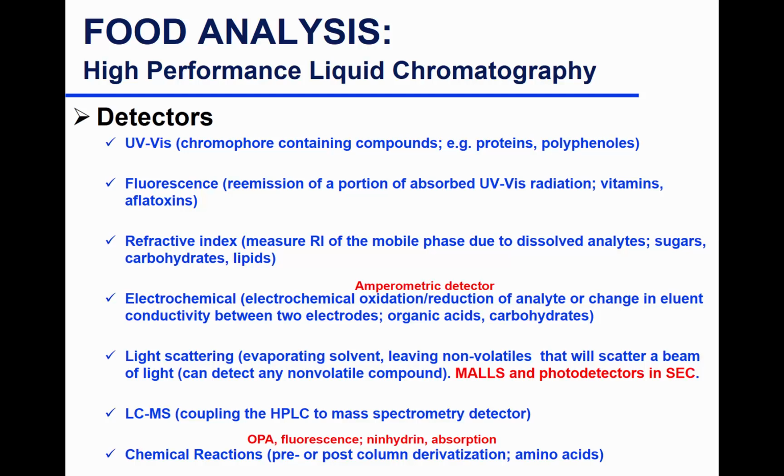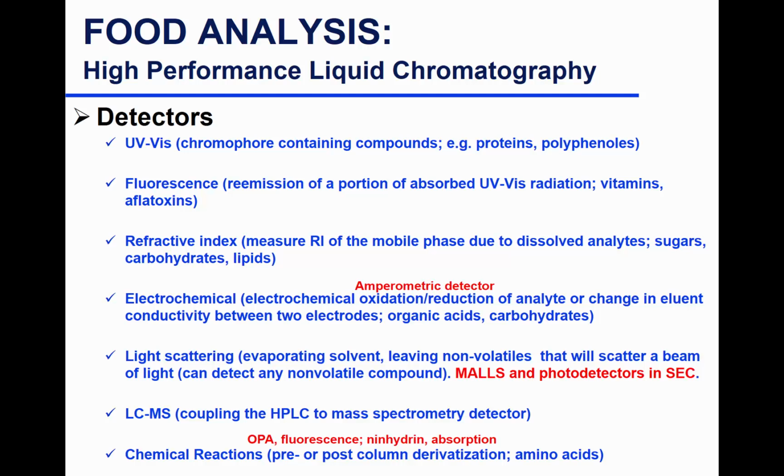In a regular light scattering detector, the solvent evaporates and the remaining solutes scatter the light. However, there is a newer detector, which you don't have in your notes, so you can write that down: the multi-angle laser light scattering detector. This detector allows for determination of molecular weight, and it's mostly coupled with size exclusion chromatography, specifically size exclusion HPLC.